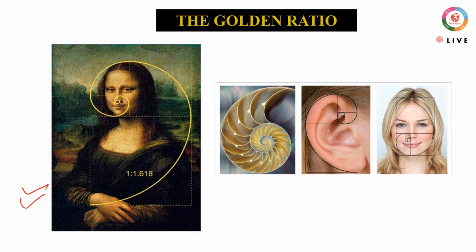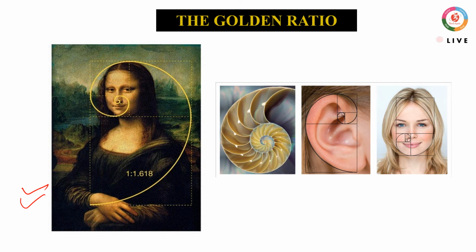Even if an ear looks more beautiful, it means it is made up of the golden ratio. The ratio between its length and width is the golden ratio. Even in human beings, the length and width of the face is in the form of the golden ratio. Then we treat those people as beautiful or handsome.